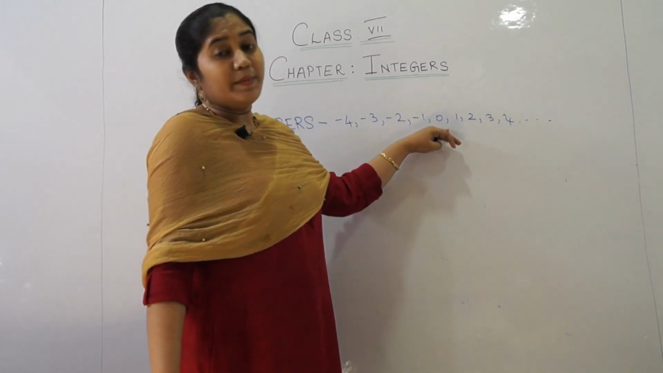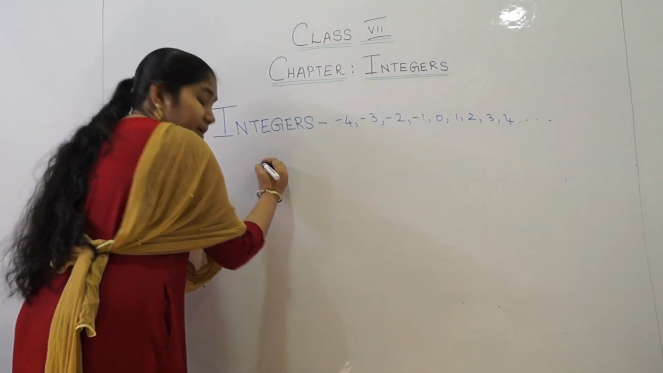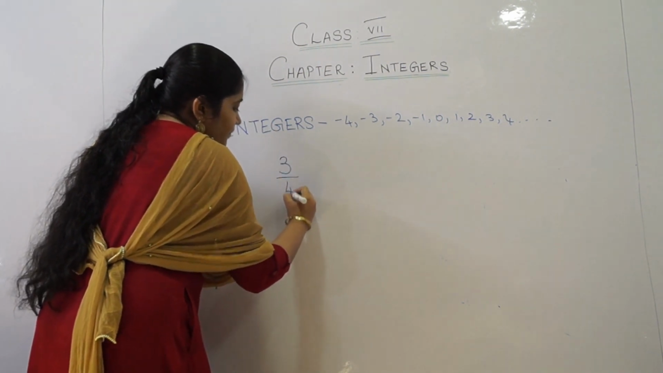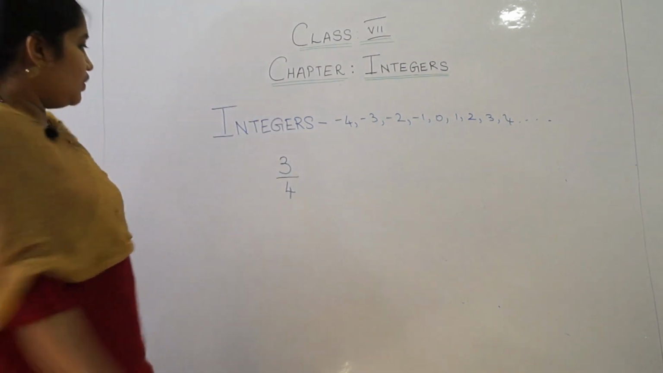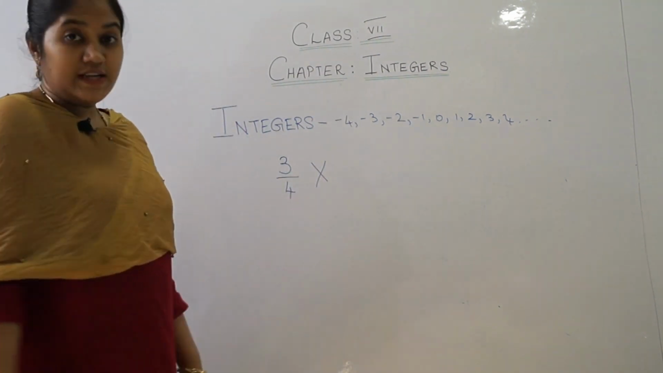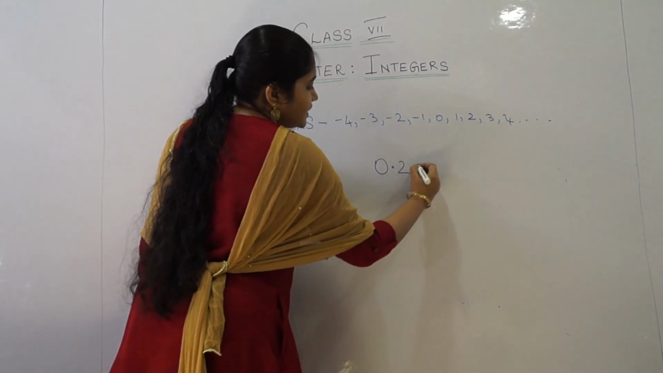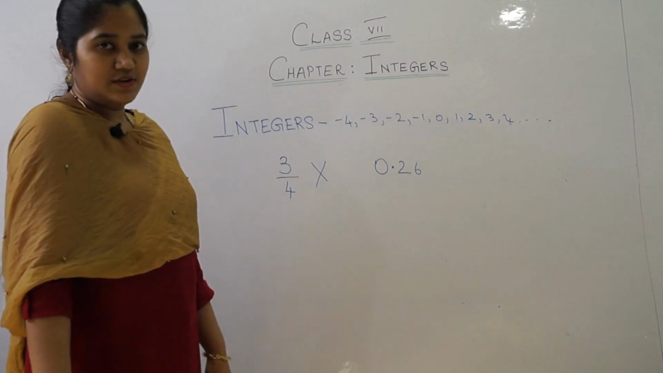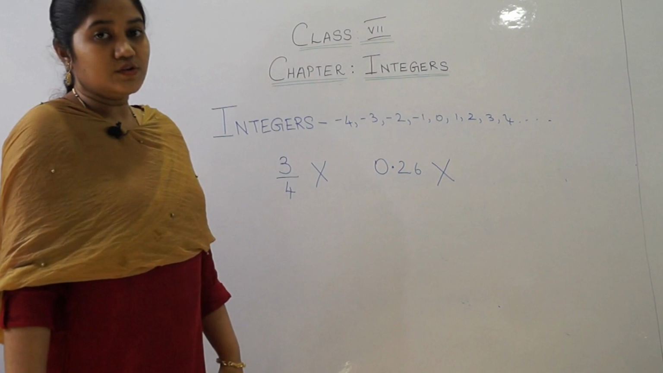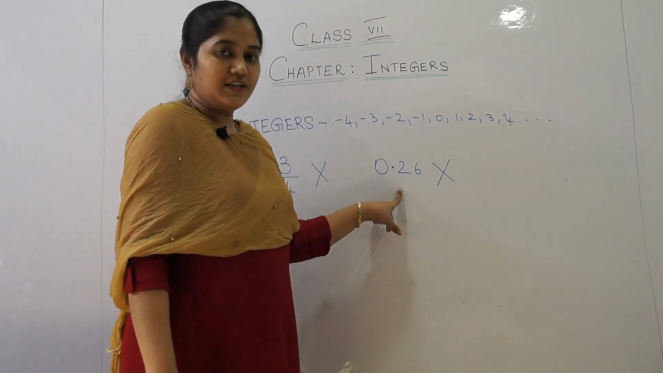So now we may all think, is a fraction an integer? Is a rational number an integer? Suppose I have a number 3/4. Is this an integer? No, 3/4 is not an integer. Next, is a decimal number an integer? Suppose I have 0.26. Is this an integer? No, again this is not an integer. So we can conclude that neither rational numbers nor decimal numbers come under integers.